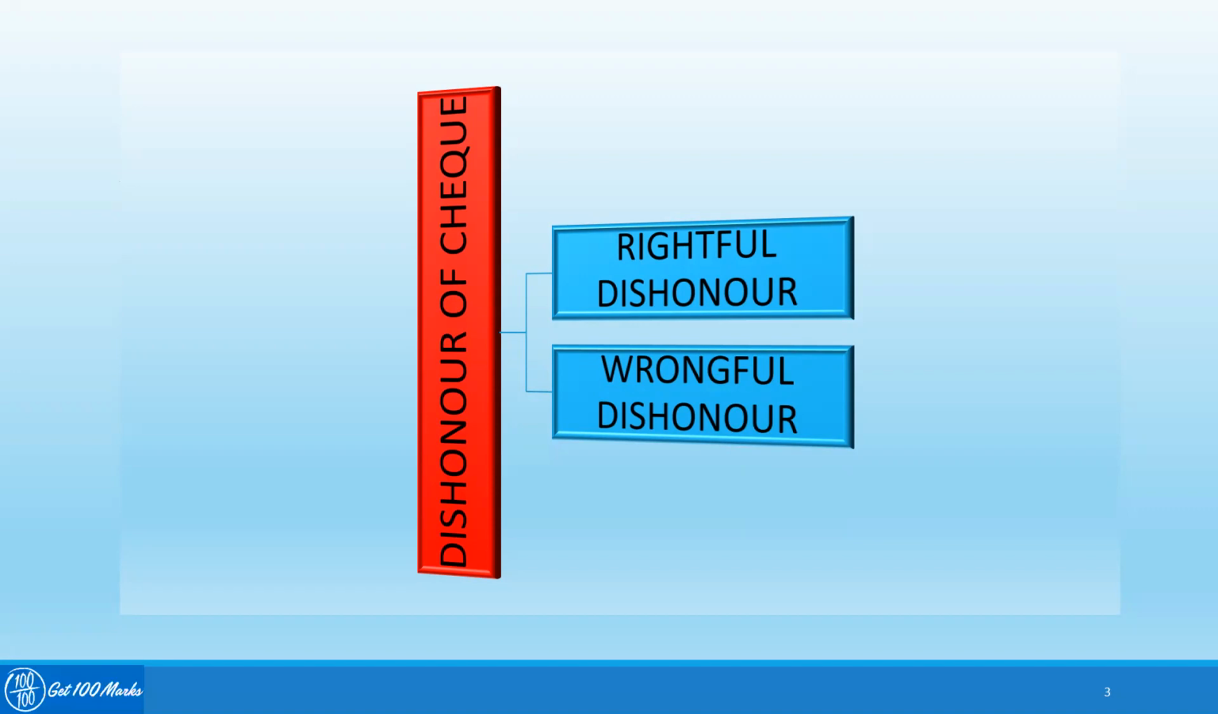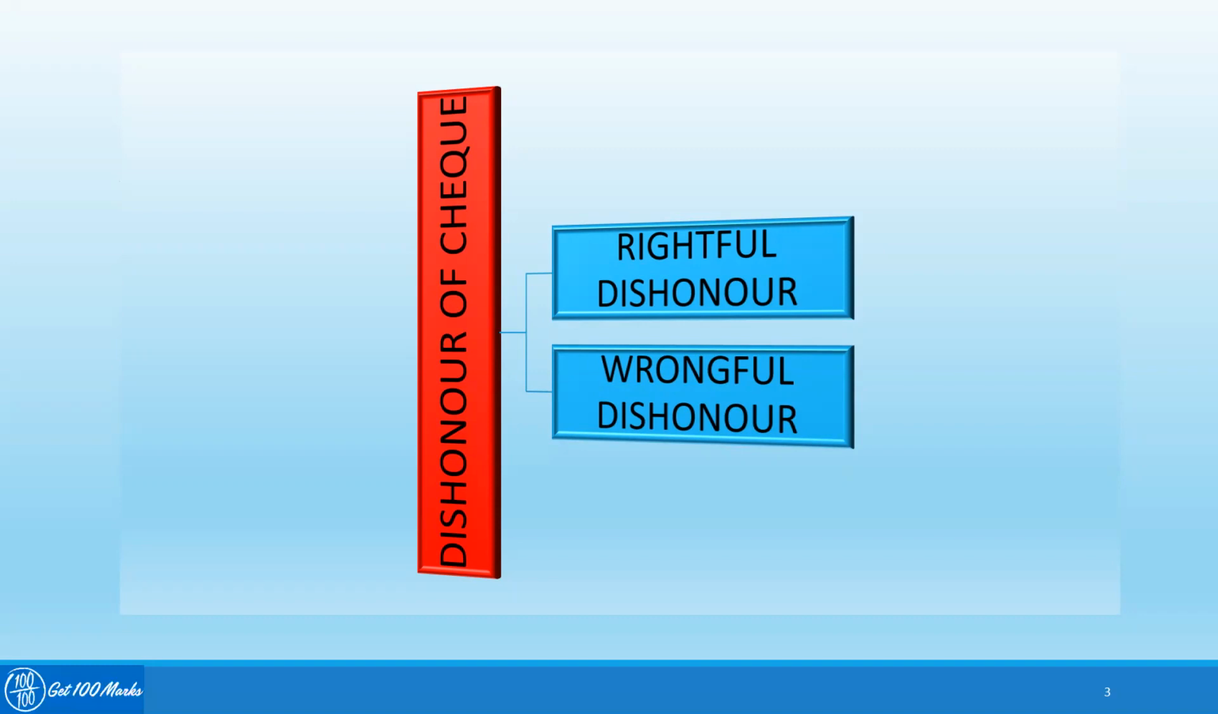of funds, a stale check, or those kinds of things, or some garnishee order is issued against the account of the customer, or the customer account is frozen due to some legal requirements. All these cases can be considered to be a rightful reason, and if a banker dishonors a check due to such rightful reason, it is considered to be a case of rightful dishonor.